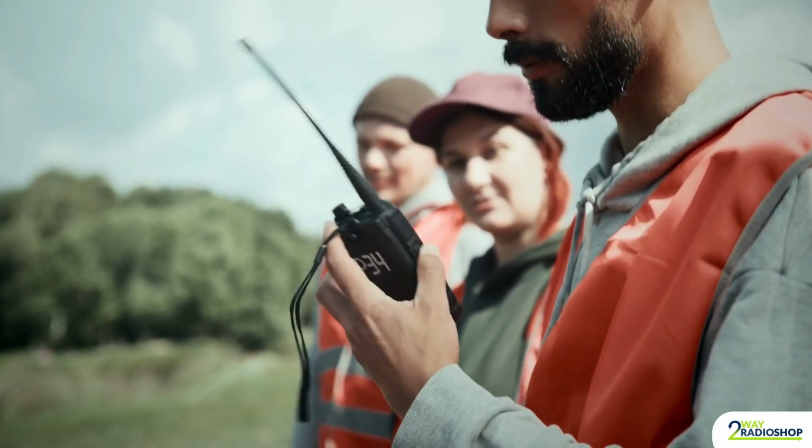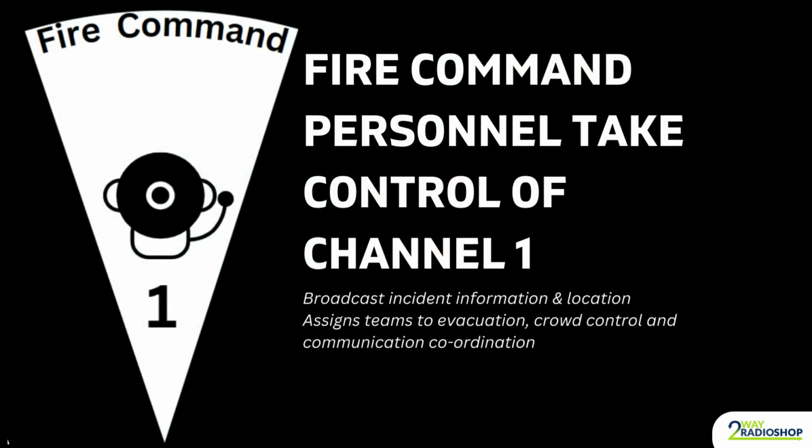The dedicated fire command personnel will then take control of the emergency situation. This person will broadcast all department information that they need to know about the incident, such as the location. They will then assign tasks to teams, such as evacuation, crowd control, etc. Two-way radios are extremely useful in this situation because they make it possible to communicate with multiple groups of people at the same time. If anybody needs to contact the designated fire command personnel, they will use channel 1.